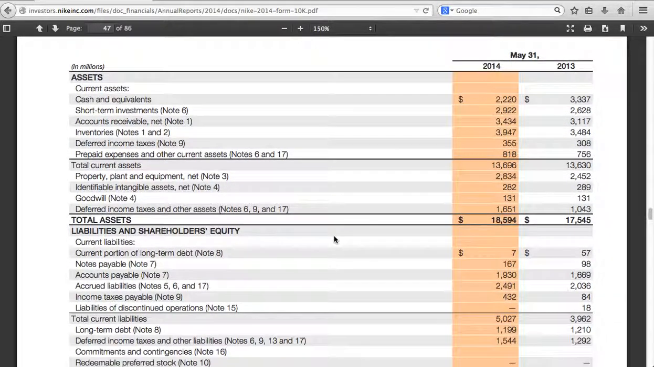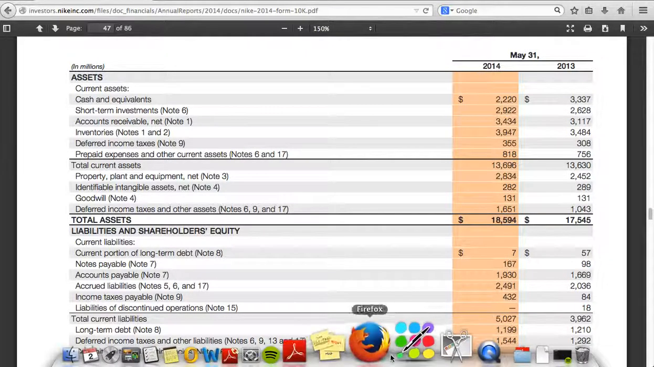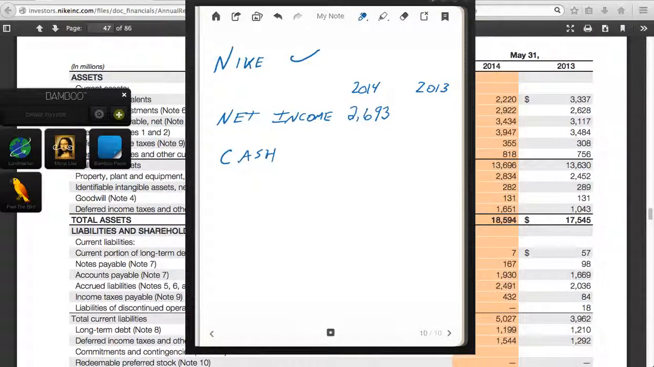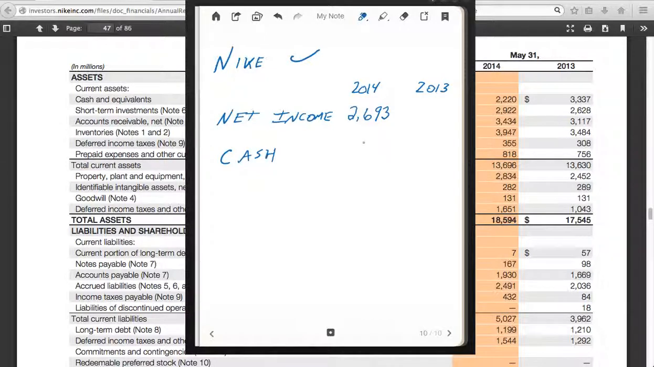If we take a look at Nike, I want to kind of focus on the top line here. You see Nike had cash of $2.20 billion in 2014, and that was a drop from 2013 of $3.3 billion. So let's jot those numbers down. Get this out of the way so we can see what we're writing down here. Okay. Cash in 2014, $2.2 billion. In 2013, $3.3 billion. Now, let's stop right there for a second.